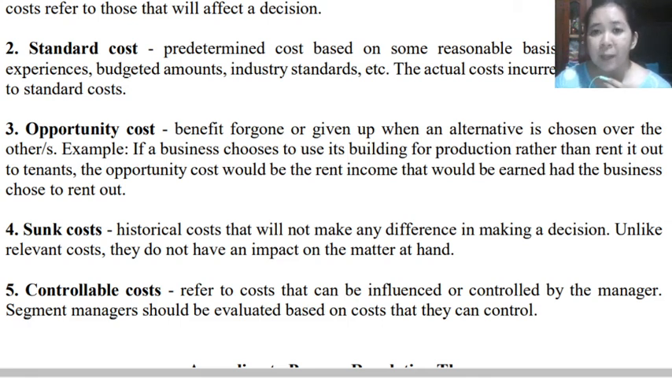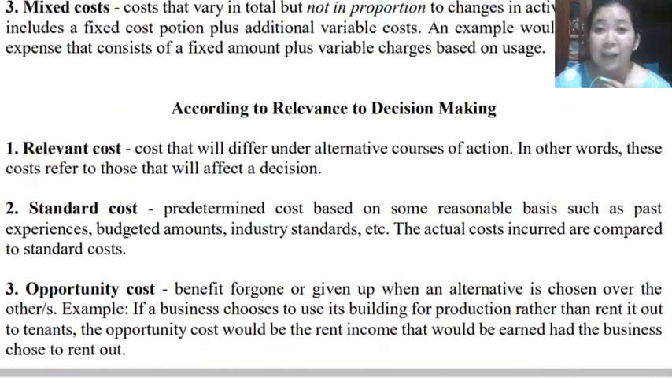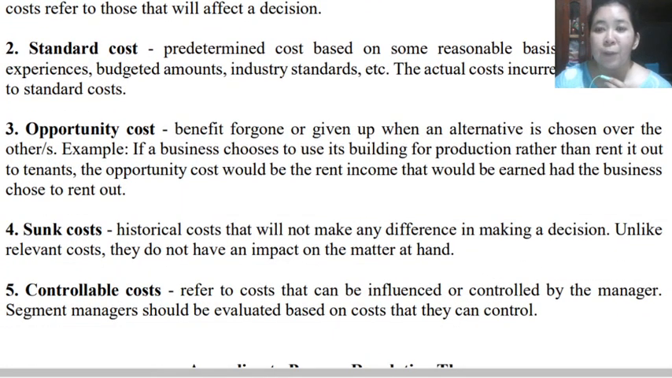Now, going back to our example earlier under relevant cost, if you are going to look for a job or continue to college, and you choose to go to college, the opportunity cost there is the income you could have earned if you had a job already after your senior high graduation. So that is your opportunity cost.